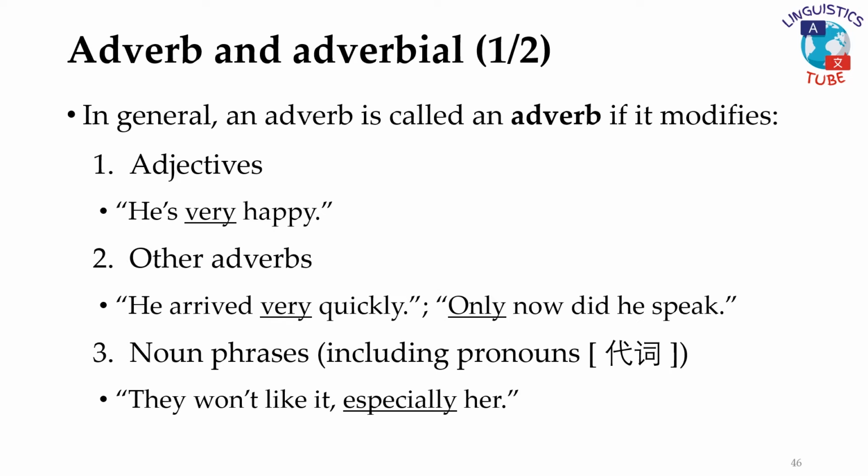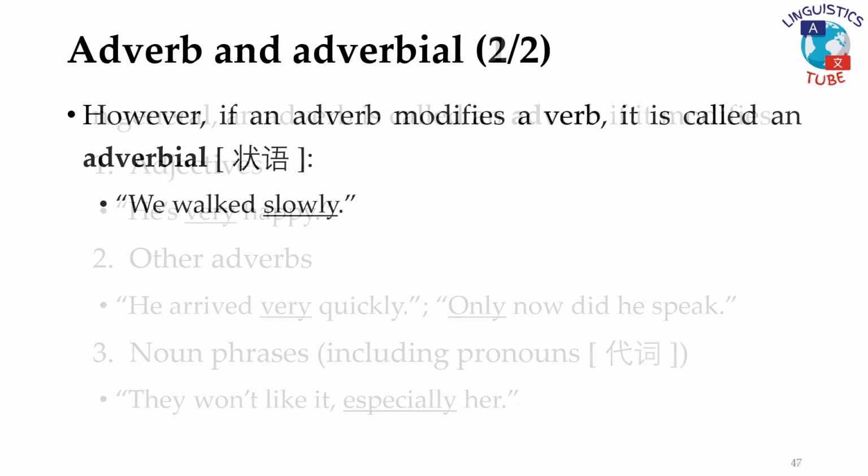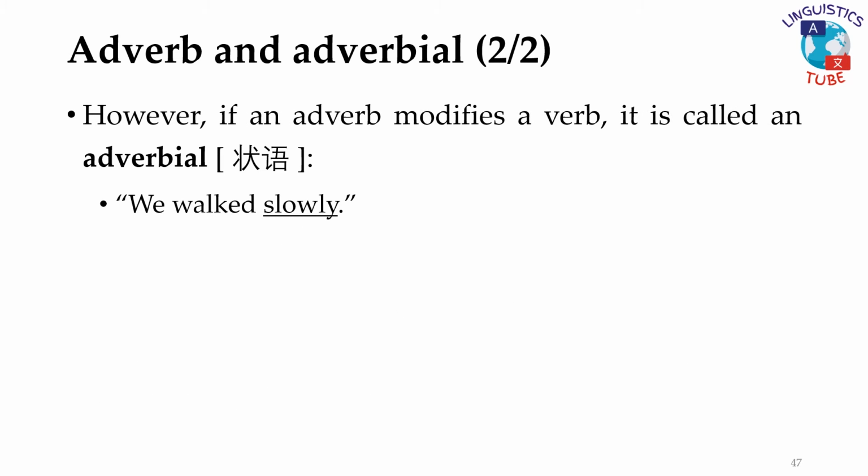Crucially, we call the modifier an adverb if it modifies these grammatical categories. However, crucially, if an adverb modifies a verb, we do not call it an adverb. Instead, we call it an adverbial. An example of an adverbial modifying a verb is "we walked slowly." The reason why this modifier is called an adverbial will become clear in the next section.